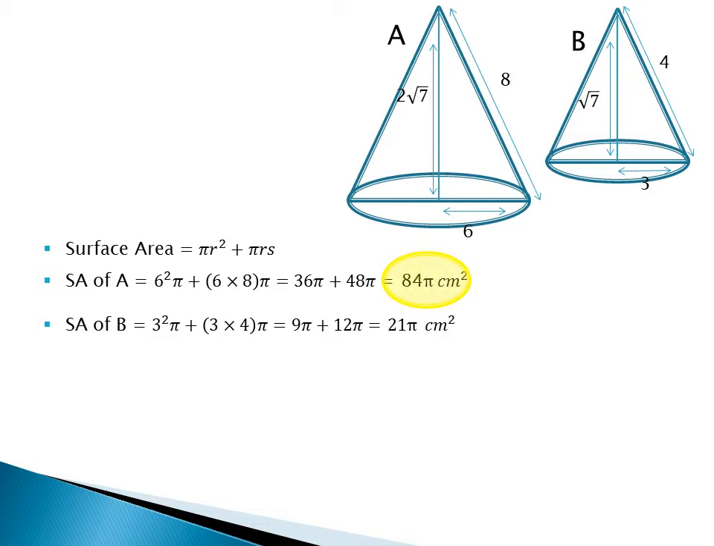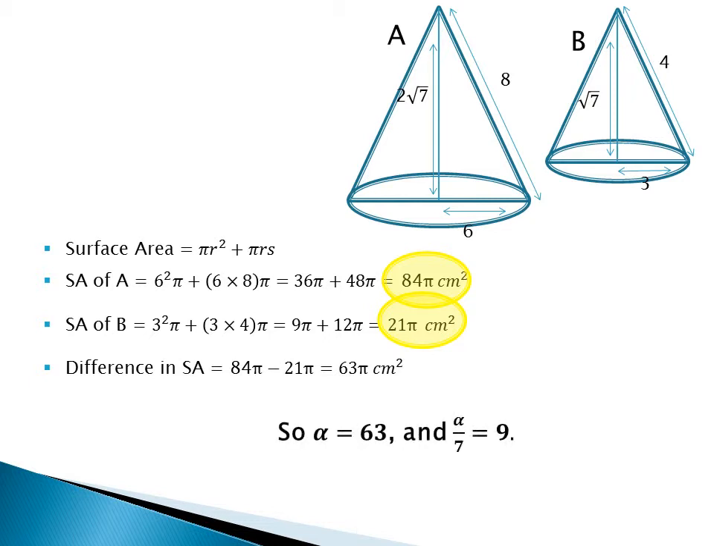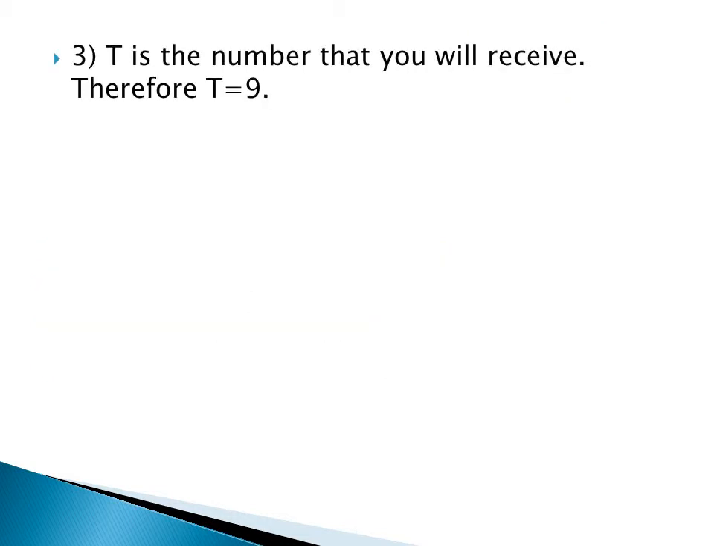So we're looking at the difference of surface area. We take these two values. 84 pi minus 21 pi is 63 pi centimetres squared. So alpha equals 63, and alpha over 7 equals 9. And that's what we want. T is the number that you will receive, therefore T is 9.